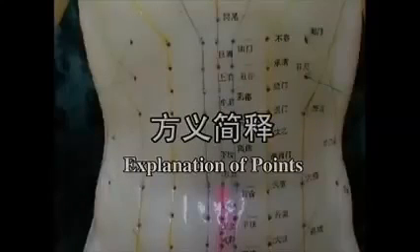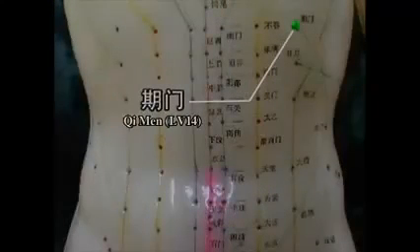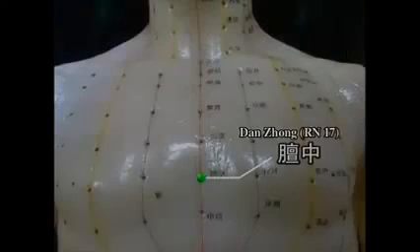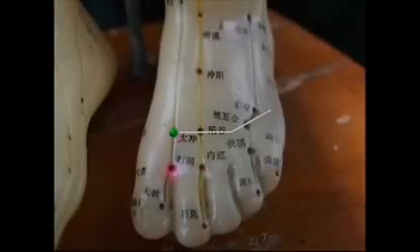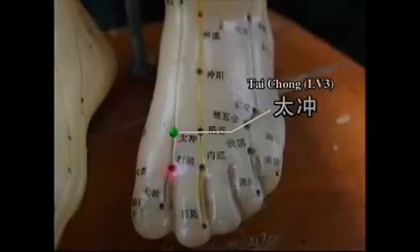Explanation of points. Liver 14 is the alarm point of the liver. It loosens the chest, regulates qi, and relieves liver stagnation. Ren 17 is the meeting point of qi and functions to course and regulate the movement of qi. Liver 3 is the source point of the liver channel and is able to course the liver and resolve depression of liver qi.